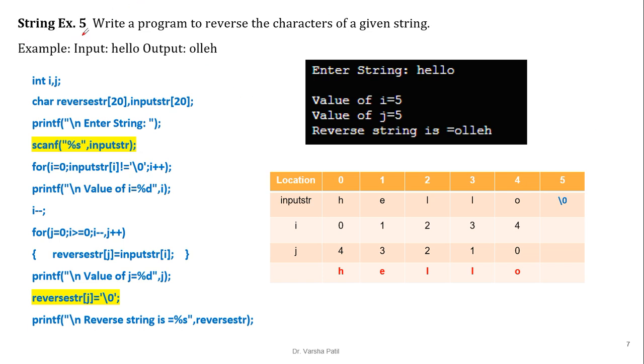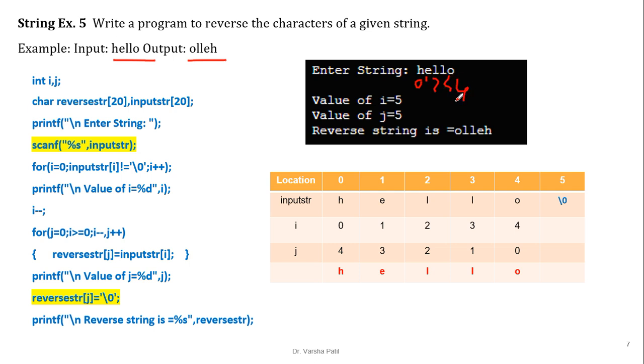Now next is a very simple program. Write a program to reverse the characters of a given string. So input is hello, we are required to write down the reverse string. Now see, for that what we require to do, see this is 0, 1, 2, 3, 4.